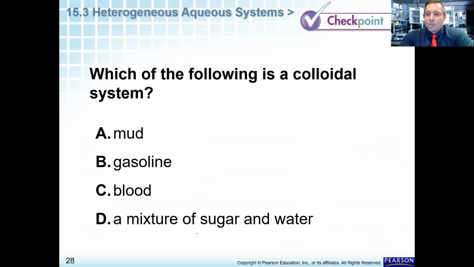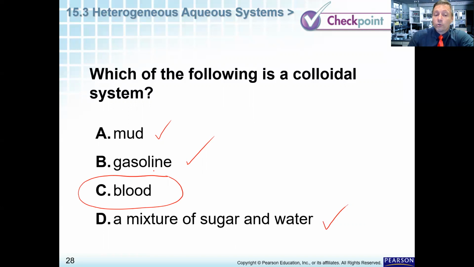So, last checkpoint of this section. Which of the following is a colloidal system? So remember, a colloid doesn't fall out. So, mud. If you took mud and you have water with dirt in it, it's mud. If you sit it down on the counter, what's going to happen? It's going to fall out. Gasoline. Gasoline is actually a solution. It's a homogeneous. It's 1 phase, so that's not it either. A mixture of sugar and water. Well, no, that's a solution as well. So that leaves 1. So your answer should be a colloidal system is blood.